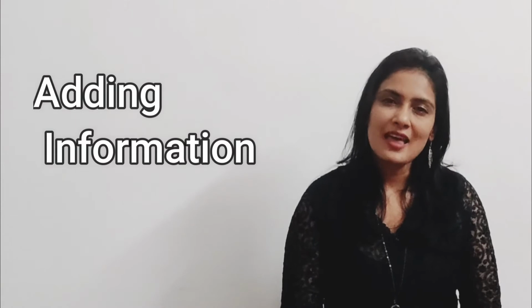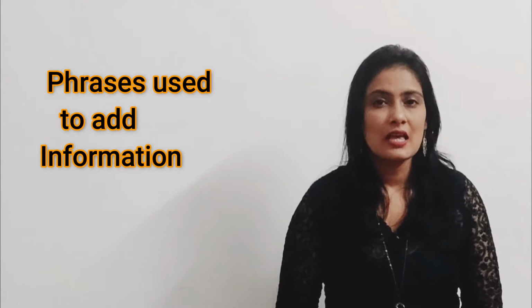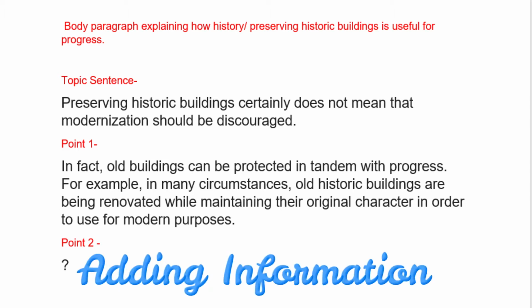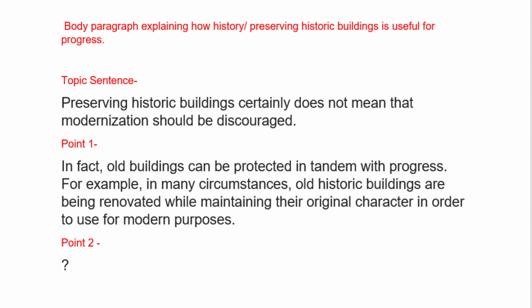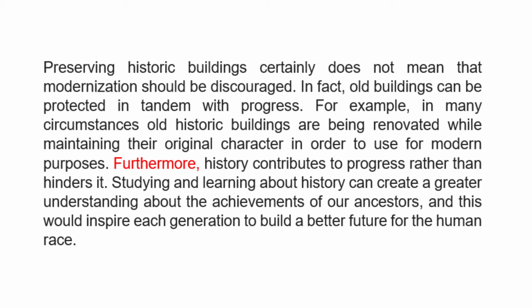Today we'll deal with adding information. The phrases you can use to add information would make your sentence more interesting. Adding information, or let's say adding points, we do that all the time in the body paragraph. You've written a point in a body paragraph, you've explained it fully, and now you need to write another point. What do you usually put to start your sentence? You mark it with words like moreover, furthermore, in addition.